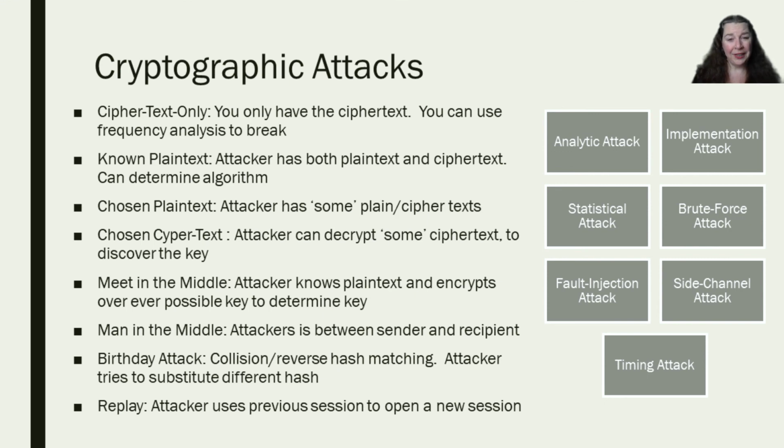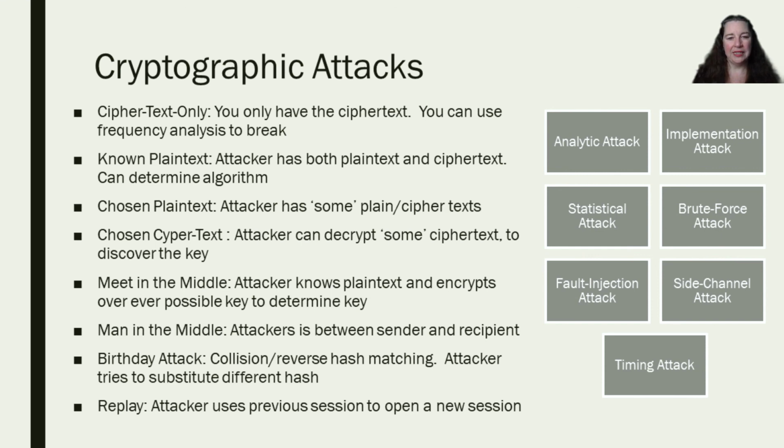The known plaintext is where the attacker has both the plaintext and the ciphertext, and he can use those to determine your algorithm. So I know the plaintext and I know the ciphertext of this message, so I can figure out what was the algorithm you used. So the next time I get your ciphertext, I can figure out what your plaintext was because I know what the algorithm is. So that's a known plaintext. You know the plaintext and the ciphertext.